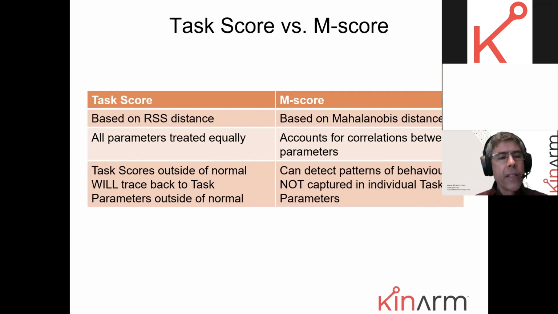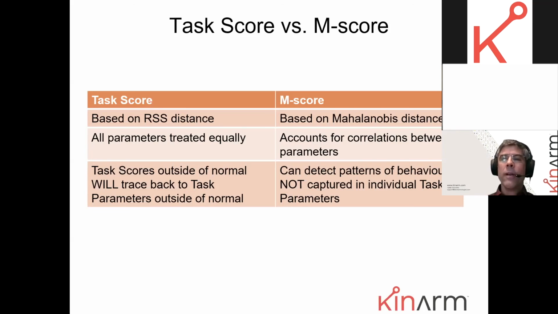One of the benefits of the task score is interpretability. Task scores outside of normal will always trace back to parameters that are outside of normal. So if you see someone who has a high task score, you go, wow, there's something non-normal about this person's behavior. You can go back to the parameters and you will find one or more parameters that is outside of normal. So you can understand intuitively what's going on there.